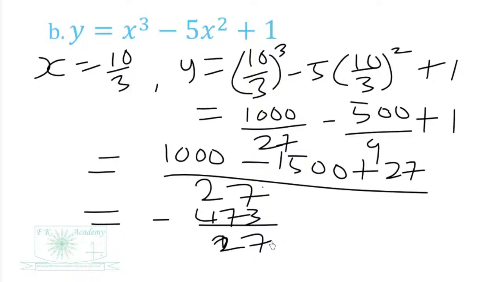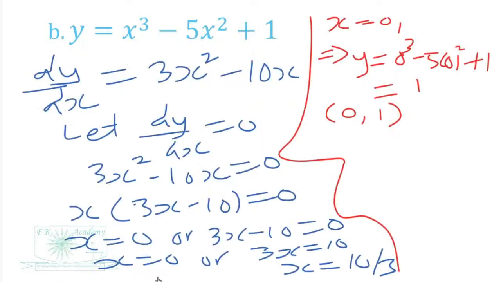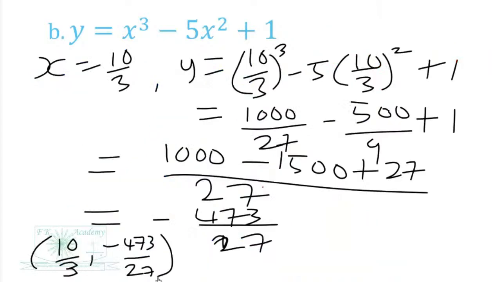So the second stationary point will be 10 over 3 and negative 473 over 27. So we found the stationary points. The one was 0, 1. Then the second one was 10 over 3, negative 473 over 27. In our next video, like I said, we will see how to determine whether the stationary point is a maximum or minimum point.